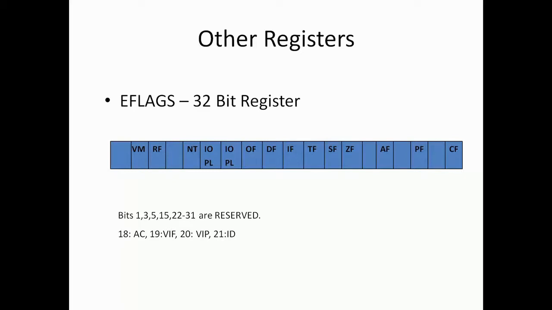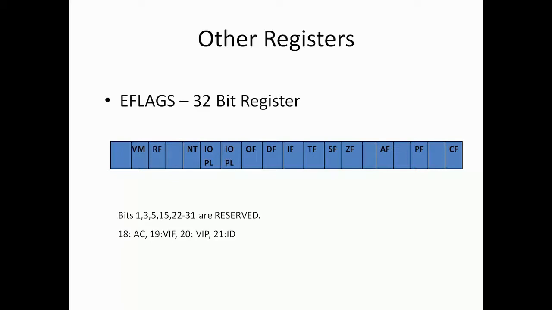Now in this EFLAGS register, there are 32 bits, numbered 0 to 31 from right to left. Bits 1, 3, 5, 15, and 22 to 31 are reserved. We do not know what they are intended for. As of now, as programmers, we do not find anything there. The 18th bit is called alignment check, the 19th bit is called VIF, the 20th is VIP, the 21st is ID, and then all the other things are here.